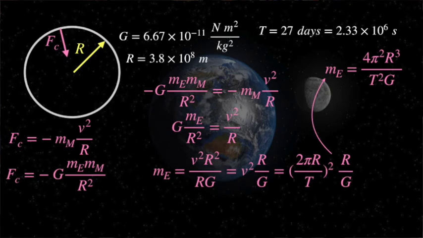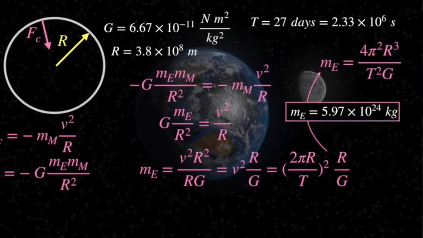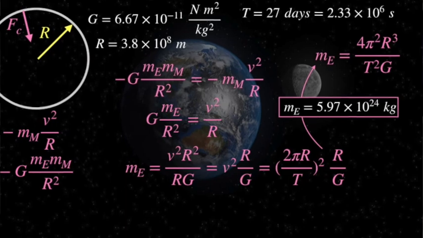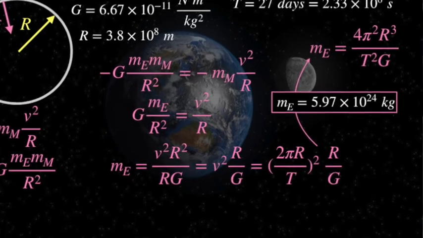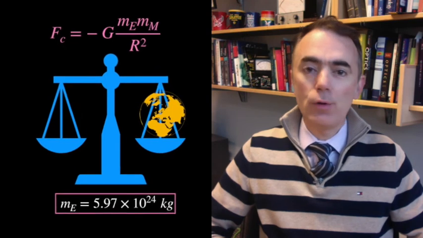We can also solve for the mass of the Earth and put all these numbers into the equation to obtain that the mass of the Earth is 5.97 times 10 to the power of 24 kilograms. And that is how you weigh the Earth. May science be with you.